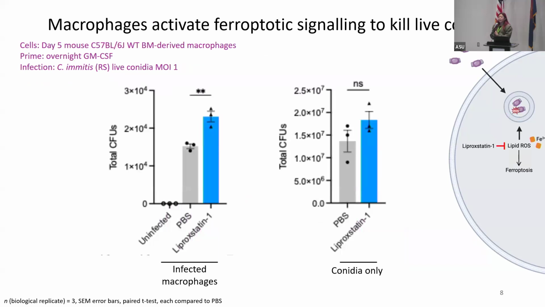To test whether the viability of conidia in these macrophage cultures is impacted by ferroptosis, we treated the infected macrophages with liproxstatin 1. And after 24 hours, we see there is increased fungal viability in these macrophages, which further supports the role of lipid peroxidation in conidia killing. At the same time, Lip1 did not impact the viability of conidia alone, confirming that ferroptosis is macrophage-driven.